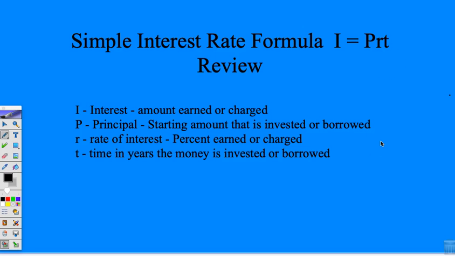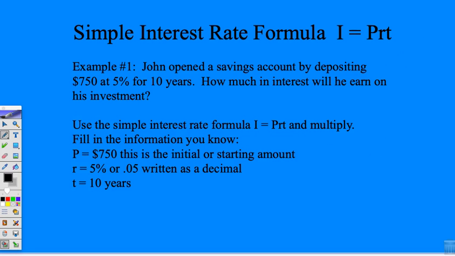So let's take a look at the first problem here. In problem one, we have a person, John. He's opening a savings account by depositing $750 at 5% for 10 years. Our job is to figure out how much interest he will earn on his investment. Because we're opening a savings account, this is considered an investment.